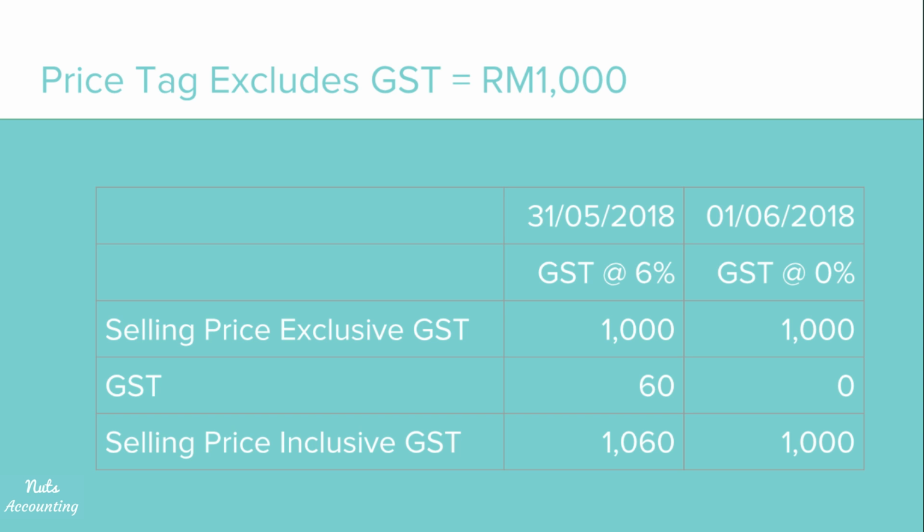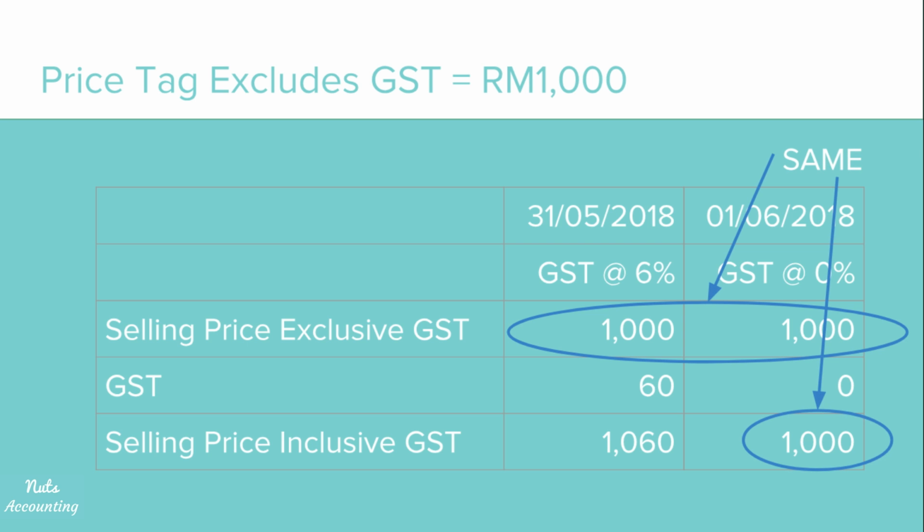So how do you manage this change during this transition? You will need to ensure that these three columns will still remain at 1,000 ringgit. 1,000 ringgit is just my example. So if your price is 500 ringgit, then it's 500 ringgit on all these three columns. So bear in mind that you will need to set this price the same as during the GST 6% tax rate, the same as your exclusive GST price.